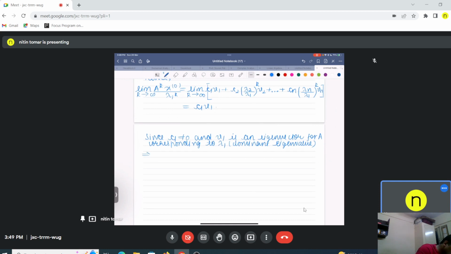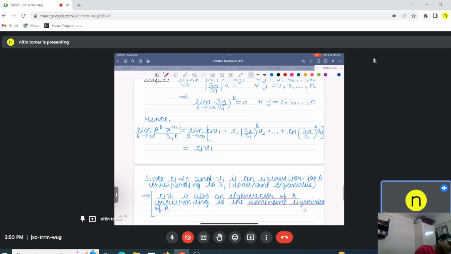So this implies this vector c1 v1 is also an eigenvector of A corresponding to the dominant eigenvalue of A. So in this way we have already obtained an eigenvector corresponding to the dominant eigenvalue, and this was one of our aims, right? So the key idea says, okay, this is fine, that we can definitely do this.